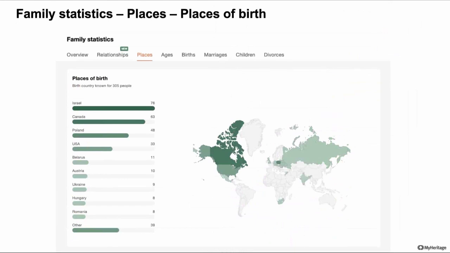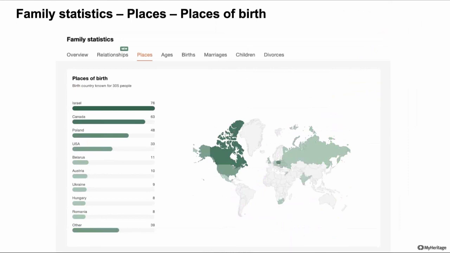So here I have places of birth to start with. We'll scroll down, we'll see other places. But places of birth tells me that in my tree, I have 305 people that I actually have their place of birth out of those 1,500 that I have. So only a fifth of them.